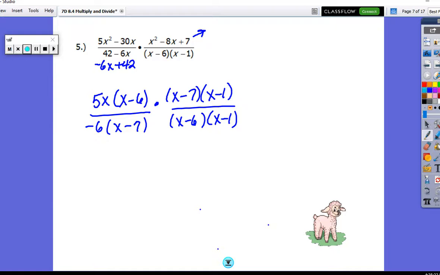I'm looking for like terms, so let's go through it. I see I have an x minus 6 on the top and bottom. I can cross those out. I have an x minus 7 on the top and bottom. And I have an x minus 1. So that's just going to leave me with 5x over negative 6. I don't leave a negative in the denominator, so I can either pull it up top or out front. So that's my final answer.